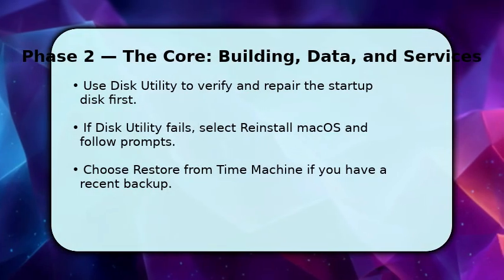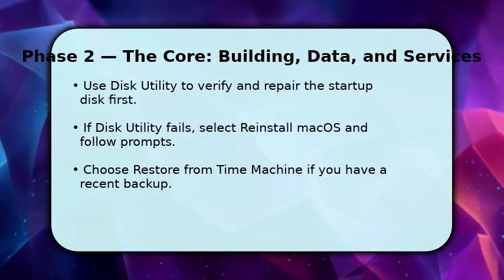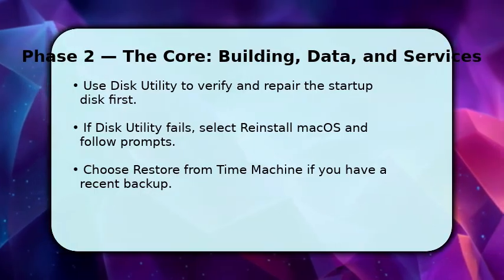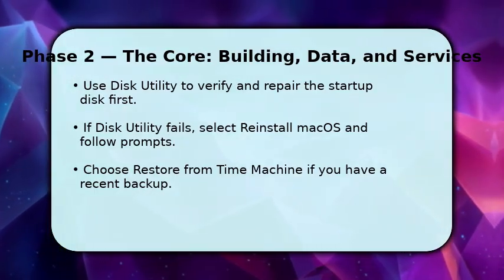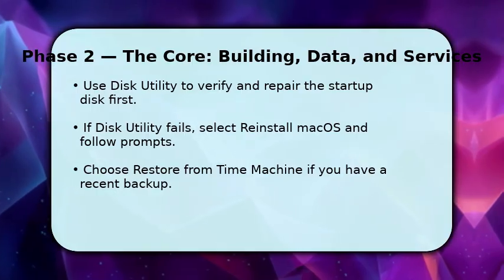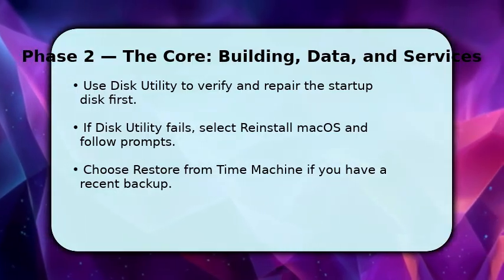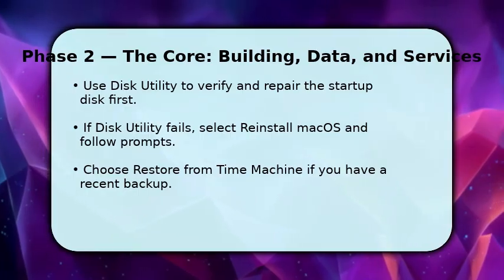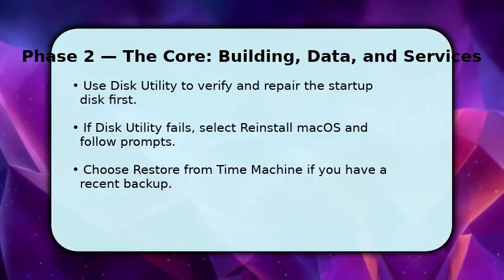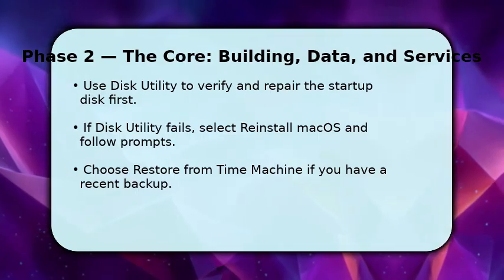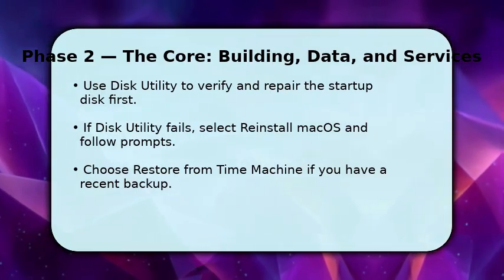Once the recovery environment appears, open Disk Utility and run First Aid on the startup volume. You are checking for file system errors that block boot. If repairs succeed, restart normally. If First Aid cannot fix the disk, choose Reinstall macOS to preserve data. Follow the on-screen prompts and select the correct volume.